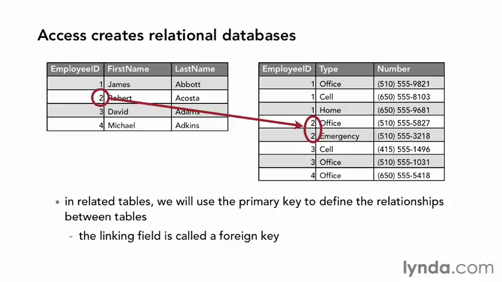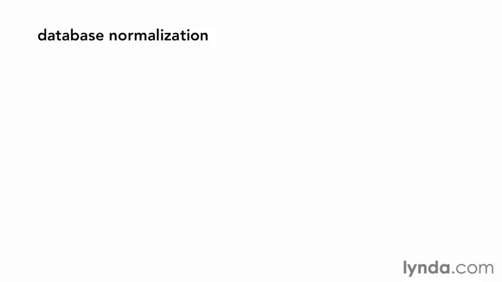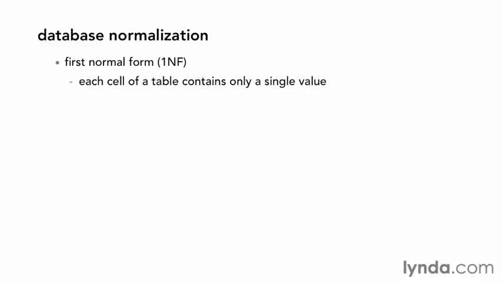The process of breaking your data into related tables is called normalization. Normalization rules fall into several categories, called normal forms. Your database is said to satisfy the first normal form, or 1NF, if all of the cells contain only a single value. Rather than have a single employee name field, we should break that into separate first name and last name fields. Breaking addresses into separate street, city, state, and zip code fields is another common example.